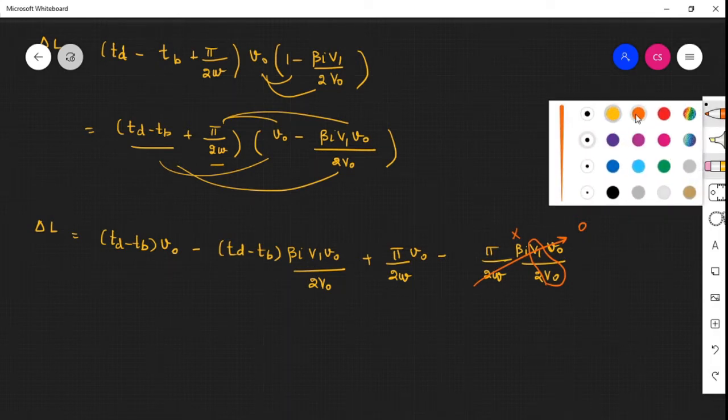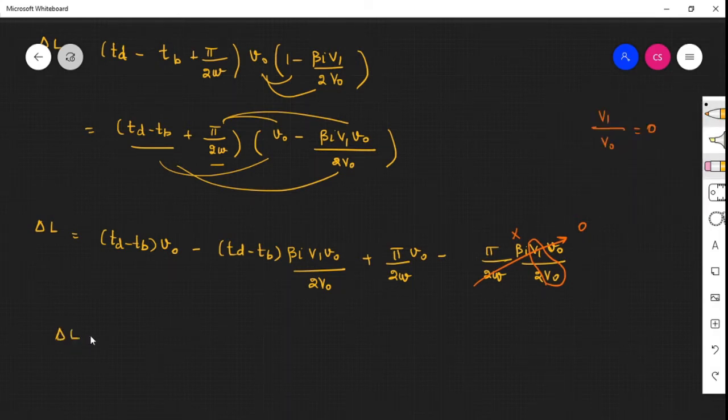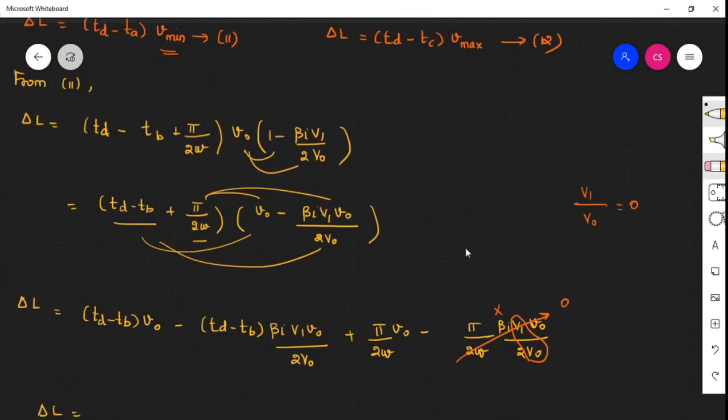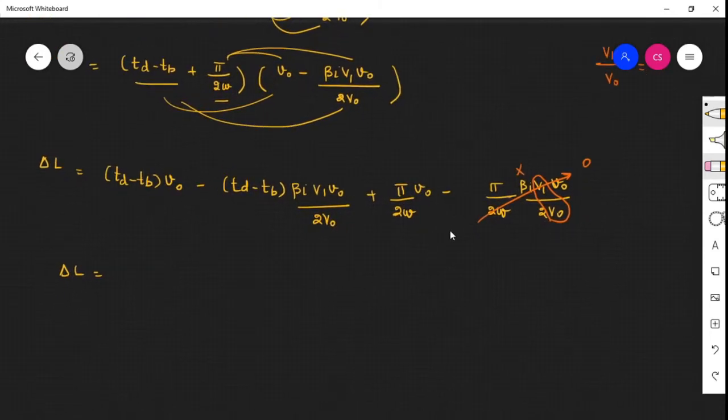So what are the balance terms present for us? This will become del L is equal to, now TD minus TB into V0. What is TD minus TB into V0? It is del L from equation number 10. So this first term TD minus TB into V0, I am going to replace this as del L, and once again TD minus TB into the term V0.